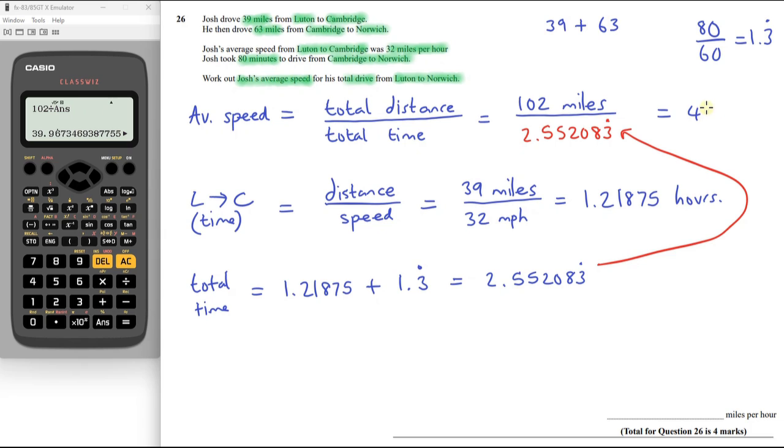It's going to be 40.0 because with 39.9, the 9 would be rounded up. So 40.0, and that's going to be in miles per hour. The units are already given to us, so we can just leave it like this. It doesn't say what to round to, so if you did put 39.97, that would also be fine. As long as it's the correct answer, you would get full marks for it.